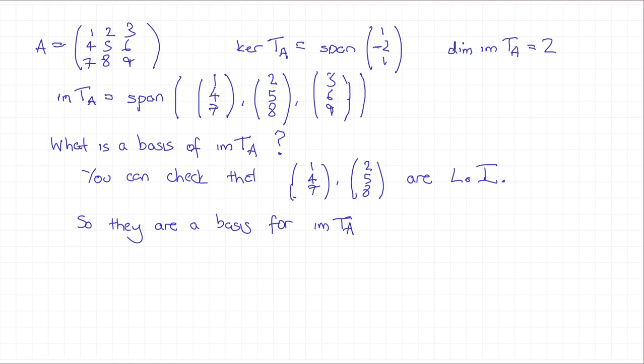That means the dimension of their span is 2. So their span is a subspace of the image of TA with dimension 2. But the dimension of the image of TA is 2. So their span is in fact all of the image of TA, because if you have a subspace U of a vector space V, and the dimension of U equals the dimension of V, then U equals V. We proved this in one of our subspace lectures. So those 2 vectors are linearly independent, and they're a spanning set for the image, which means they're a basis for the image.